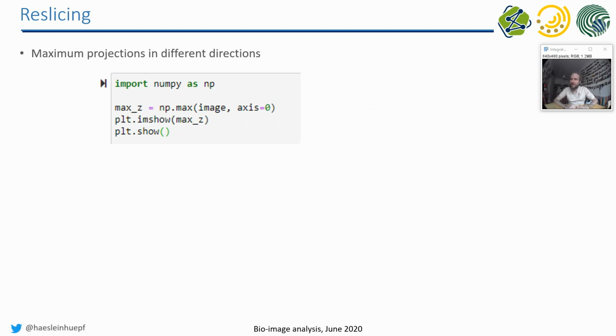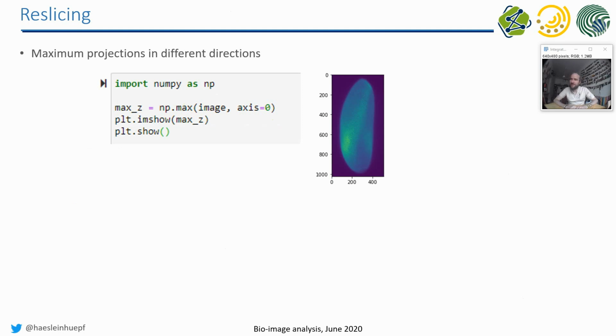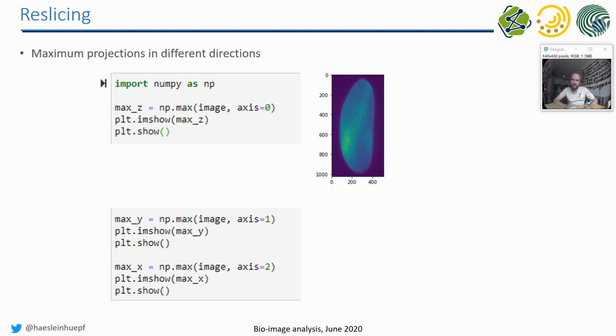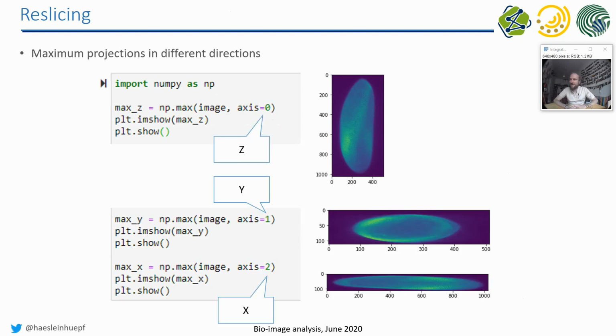Furthermore, you can also do maximum projections, in this case with numpy, so numpy.max. You enter your image and you enter an axis. And that's actually pretty cool, because this is the maximum projection in Z. Maximum projection in Z from ImageJ we know already, but the maximum projection in Y and X is quite hard in ImageJ, and not hard at all in Python. So you can just do this, right? That's actually pretty nice.